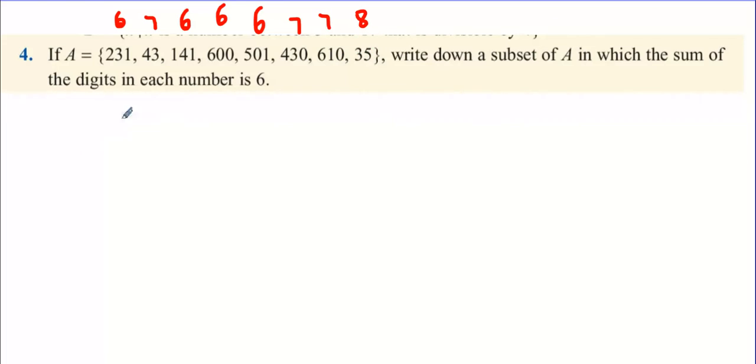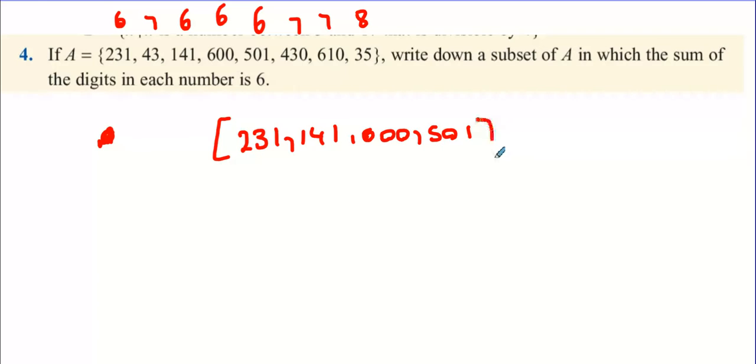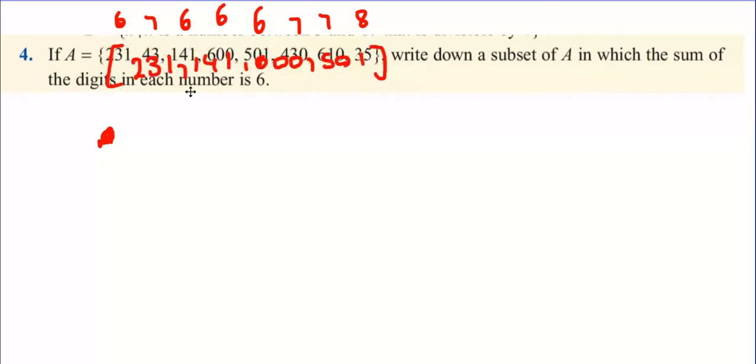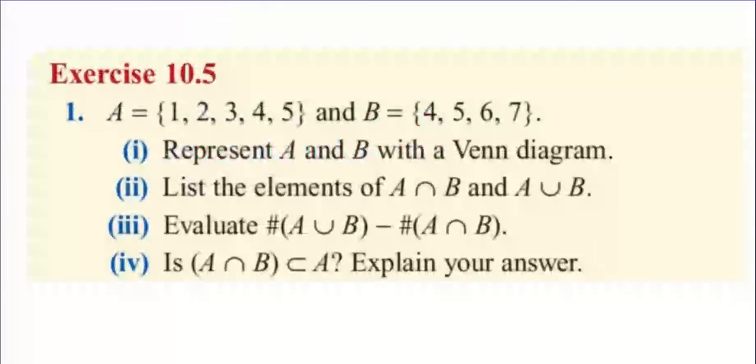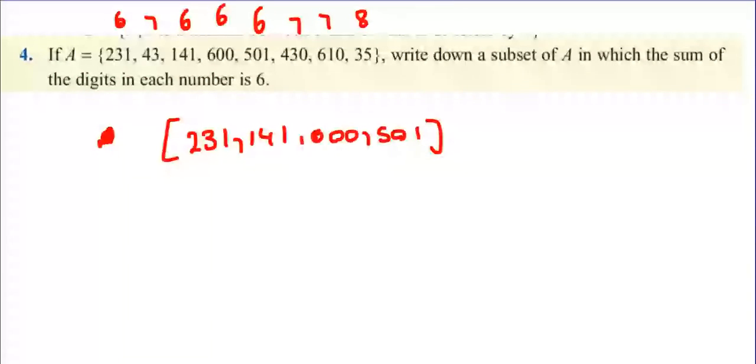So what I want you to write down as a subset is chosen from these numbers. So the subset will be 231, 141, 600, and 501. And the reason why it's a subset is all these numbers can fit directly back into the original set. Okay, and that's questions 3 and 4.